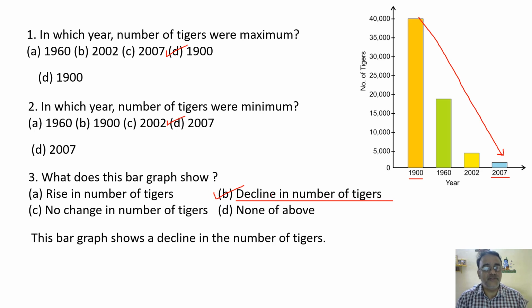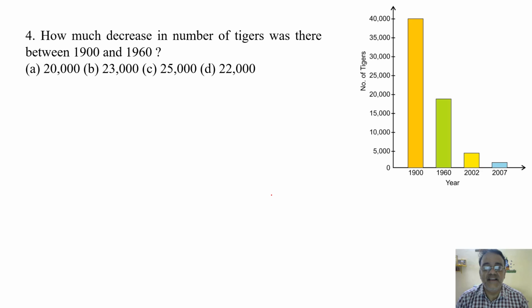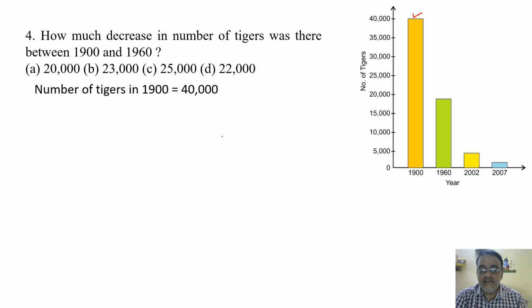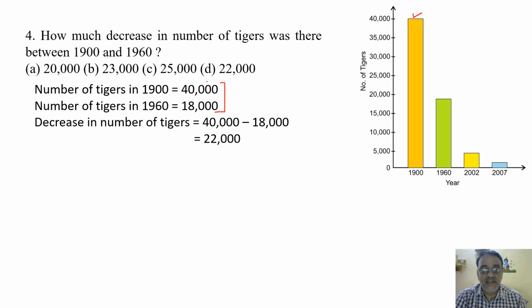Now we are moving toward the fourth question. How much decrease in the number of tigers was there between 1900 to 1960? So यहाँ पे 40,000 है और यहाँ पे जो टेबल दिया था, टेबल में 18,000 था, राइट? So 40,000 and 18,000, and the difference is 22,000, and the correct option is option D.